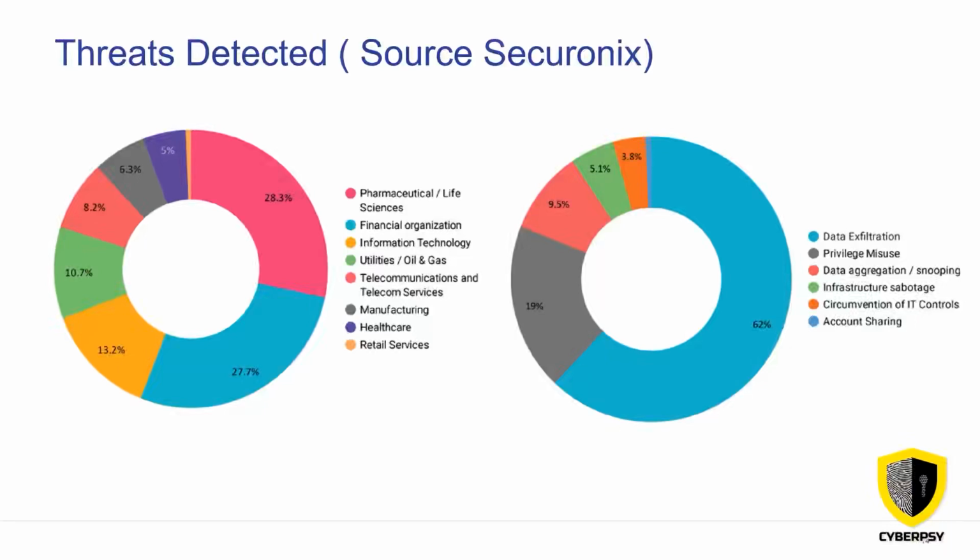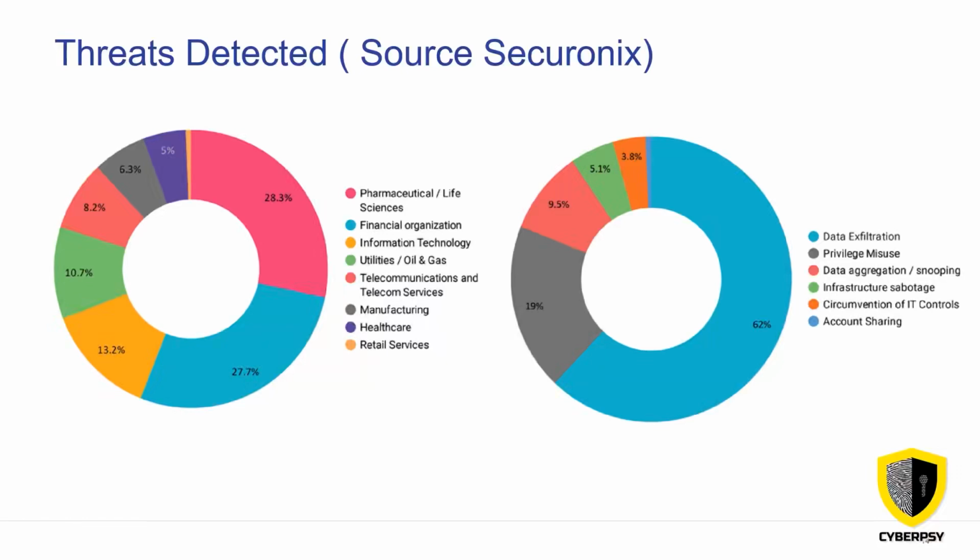Now let's see some statistics. Pharmaceutical or life sciences takes the highest precedence for insider threats, in this domain there are 28.3% of insider threats that were detected as per the latest report. And banks and financial organizations, it is 27.7%, almost the same as medical or life sciences. And information technology, it is 13.2%. Oil, gas and utilities, it is 10.7%. In telecommunications, it is 8.2%. And manufacturing, it is 6.3%. Healthcare, it is 5%. And the rest are retail services.